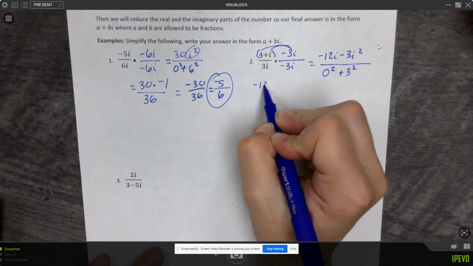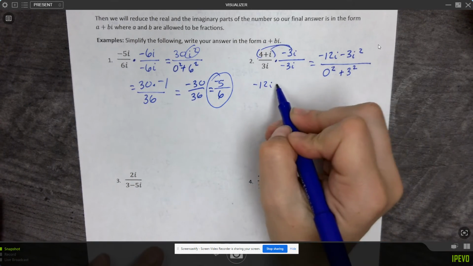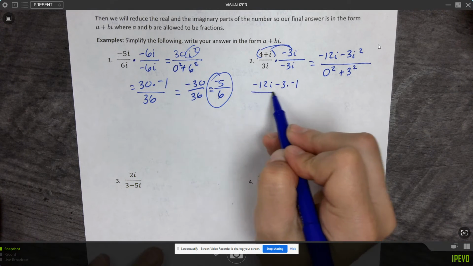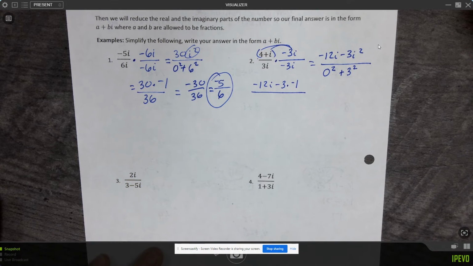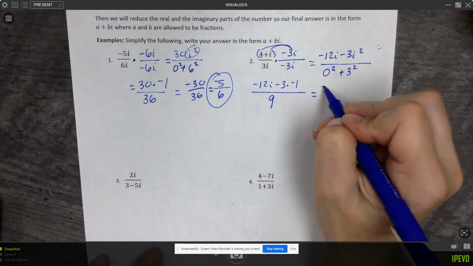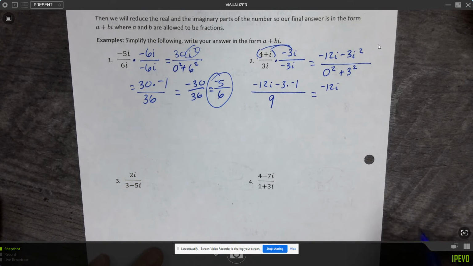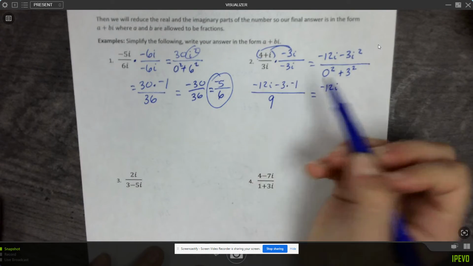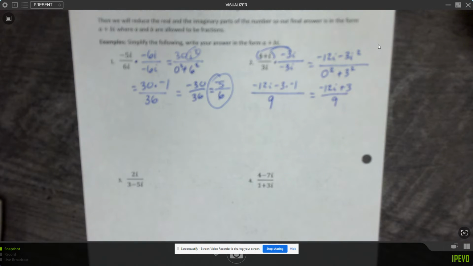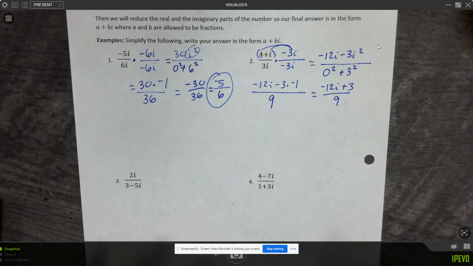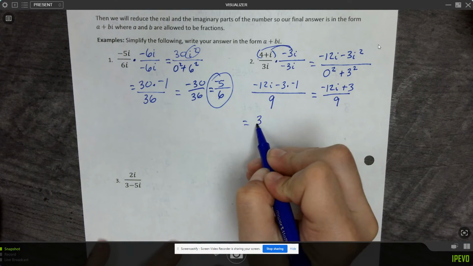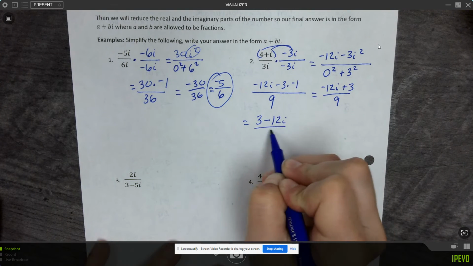Negative 12i is negative 12i. But negative 3i squared is negative 3 times negative 1. i squared is negative 1. The 0 squared is 0, plus 3 squared is 9. Negative 12i is still negative 12i. Negative 3 times negative 1 is now positive 3, divided by 9. Now, your numerator is not in the right order, so we're going to flip that around. 3 minus 12i over 9.